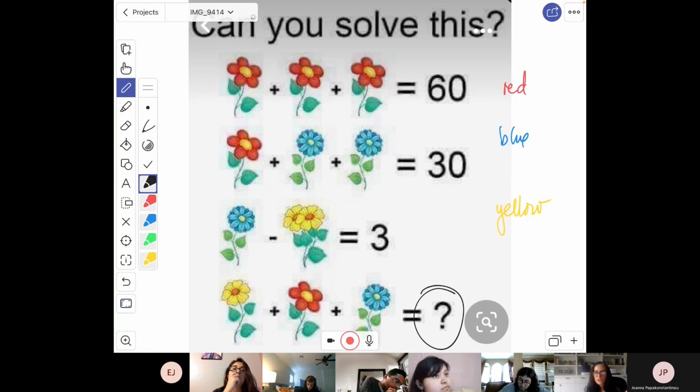When you think you got the answer, raise your hand. Okay, Abiella has the answer. Natalie has the answer. Nathan has the answer. Remember, you're going to tell me how much the red flower is worth, the blue flower, the yellow flower, and then the sum. Ariana, Christopher, and Eric, when you've got it, raise your hand in teams.